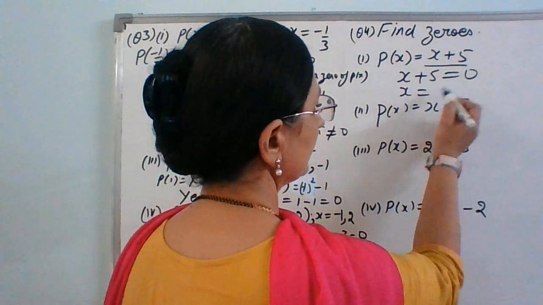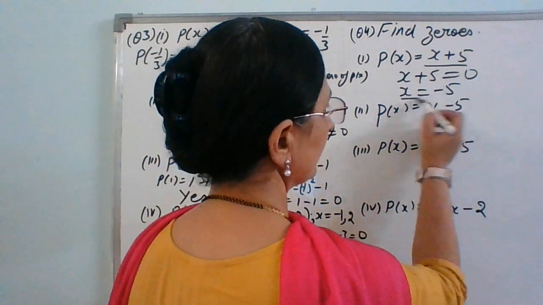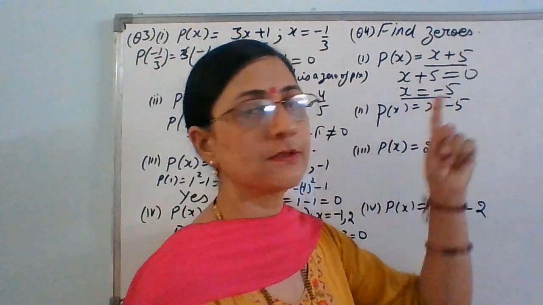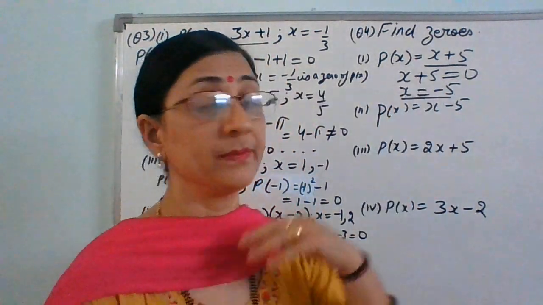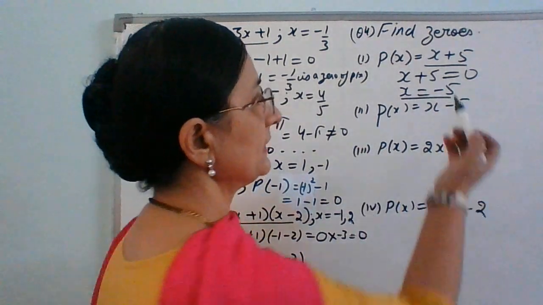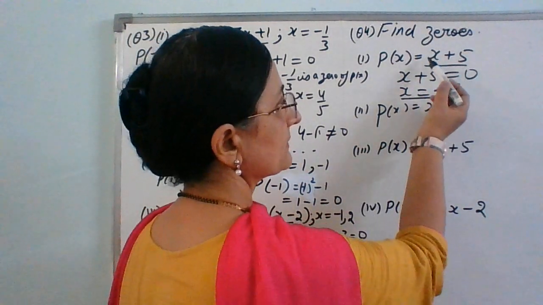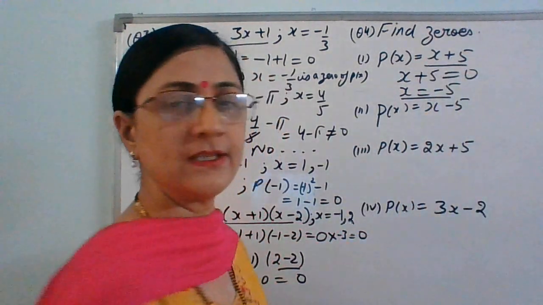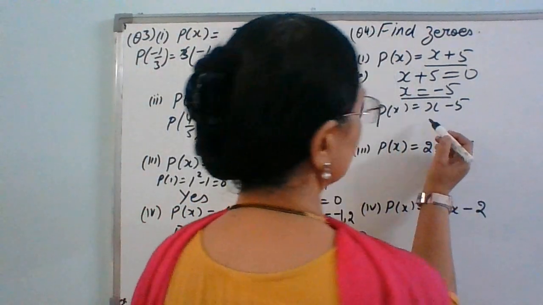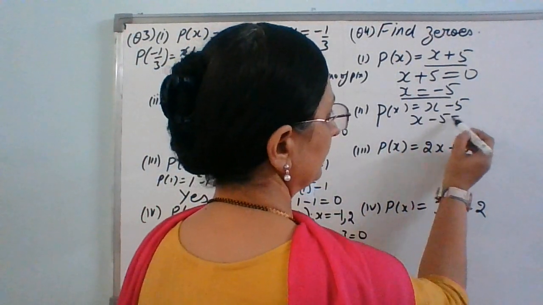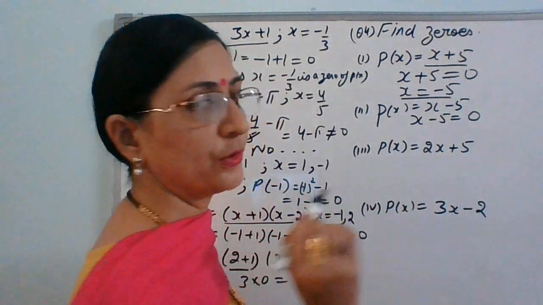So we can solve the equation. 5 goes to that side with a negative. So answer is x equals to minus 5 will be a 0 of this polynomial because it will make it 0. See, minus 5, if you substitute here minus 5 plus 5, that makes it 0. Yes. So here also we have to do the same thing. In order to find the zeros, you have to put that polynomial 0.